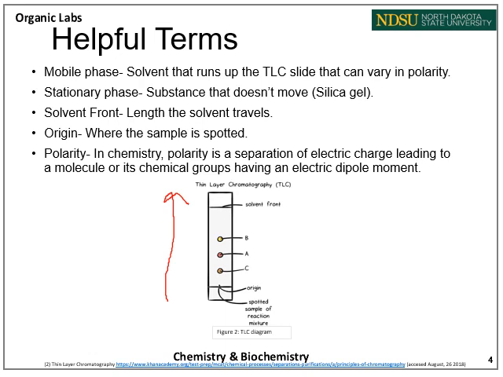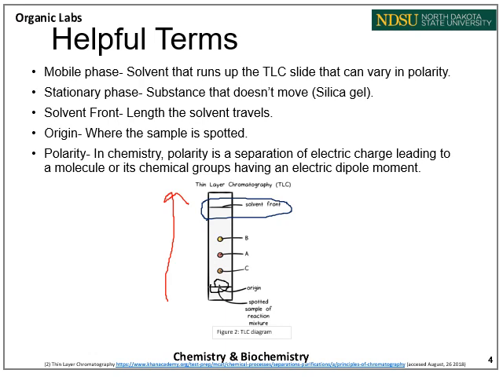Then there is the solvent front. The solvent front is the length which the solvent travels, which is shown right here. The solvent front is often marked with a pencil, and you will see why later on in the presentation. Then there is the origin, which is located right there. The origin is where the sample is going to be spotted.